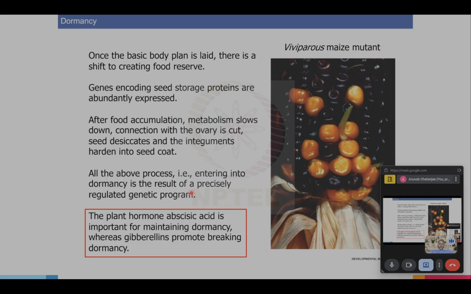And what hormones are essential for this? The hormones that are essential for this are first abscisic acid, which maintains dormancy. So this hormone is released by the seed so that it maintains itself in a dormant condition. And later on, when it has been prepared to germinate, it releases gibberellins, which promote breaking dormancy and germinating. So dormancy is maintained by abscisic acid, and then going from dormancy to actually starting up the metabolism again, preparing to germinate, all of this, which is breaking dormancy, is done by the gibberellins.